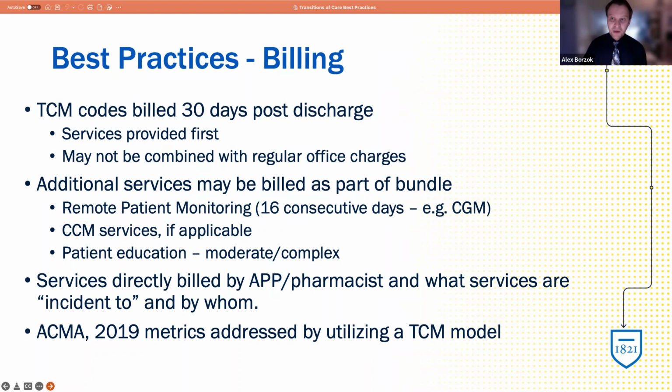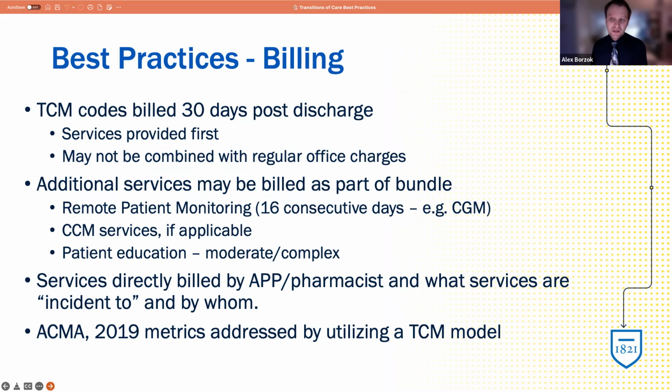And you can't combine this with regular office visit charges. So TCM is a whole separate billing. However, because of that risk, that's where risk stratification tools and techniques come in, to identify those patients that are going to benefit the most from these services and are going to have a high potential to be able to process and utilize those interventions and stay out of the hospital, at least for those 30 days post-discharge. You can bill additional services as part of the TCM billing bundle.